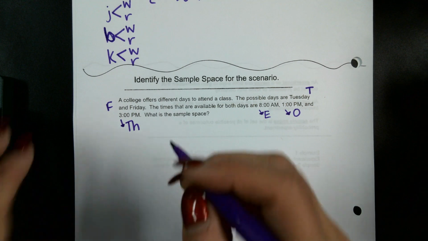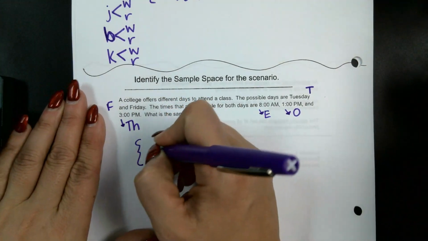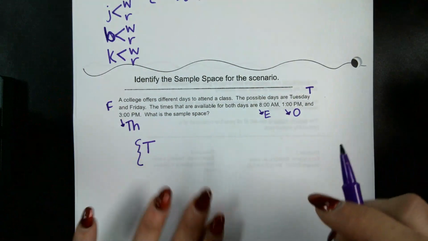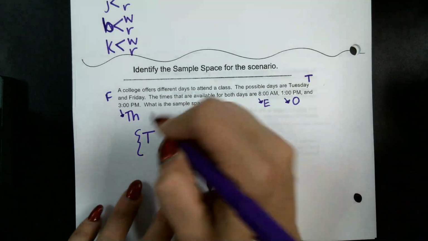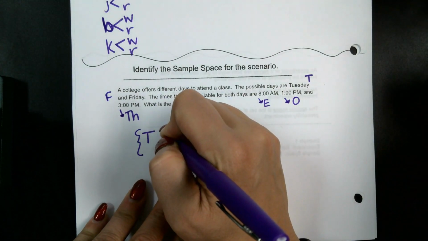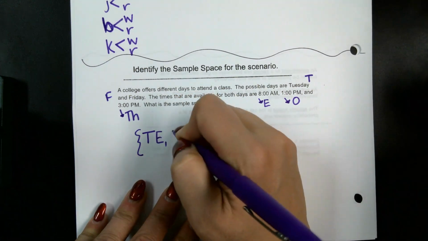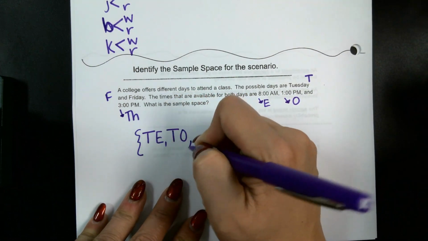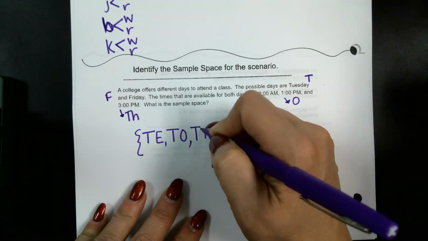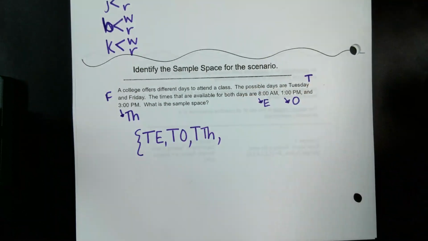So for the sample space, let's start with Tuesday classes. We could have a Tuesday class at what time? 8. We could have a Tuesday at 1, and we could have a Tuesday at 3. So far we have 3 options.